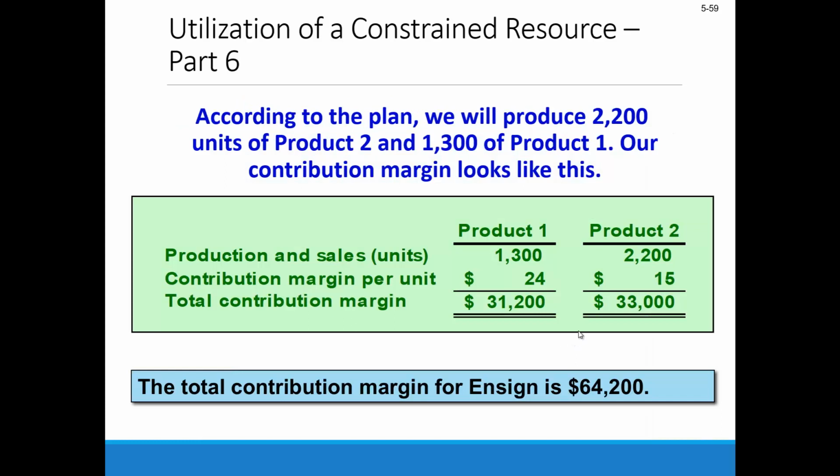If we do that, we can see that our total contribution margin would be calculated as such. Production and sales of product 1 was 1,300, product 2 was 2,200. CM per unit was $24 and $15 respectively. So there's our total CM based on product 1 sales and product 2 sales. And then the company as a whole would generate CM of $64,200, the sum of those two amounts.